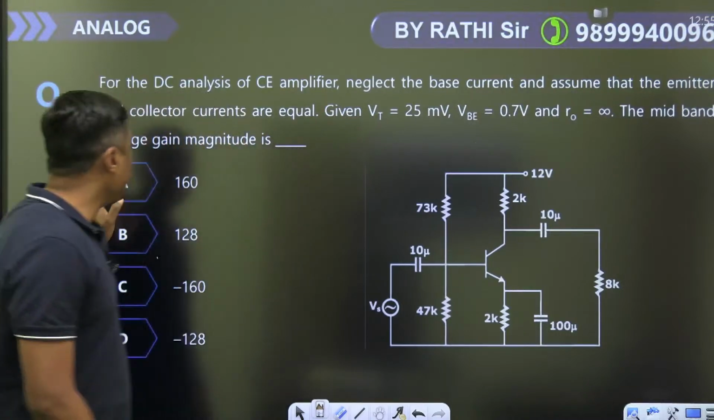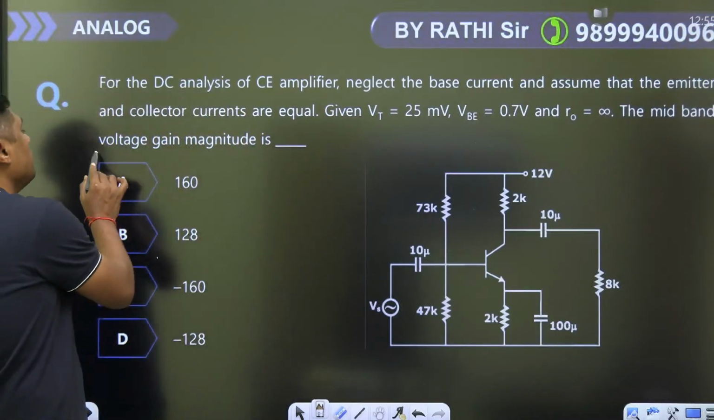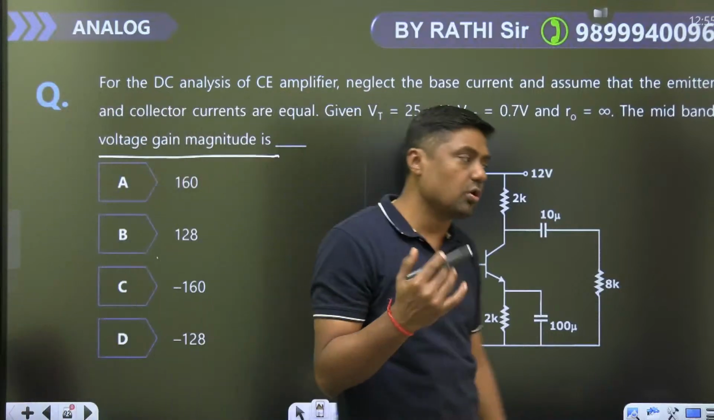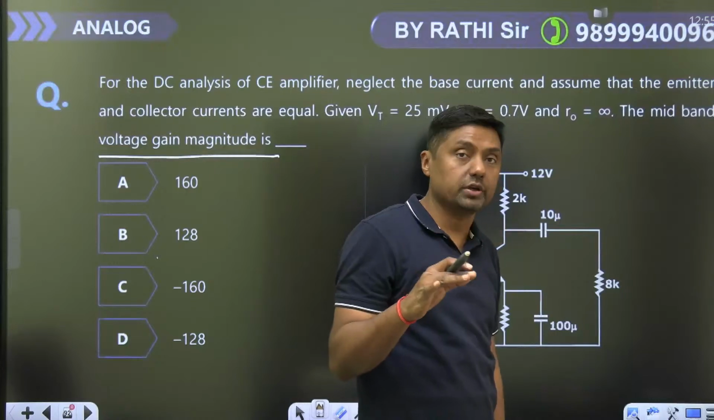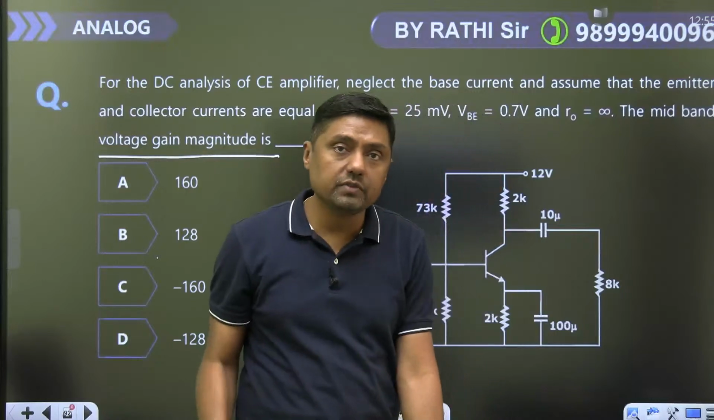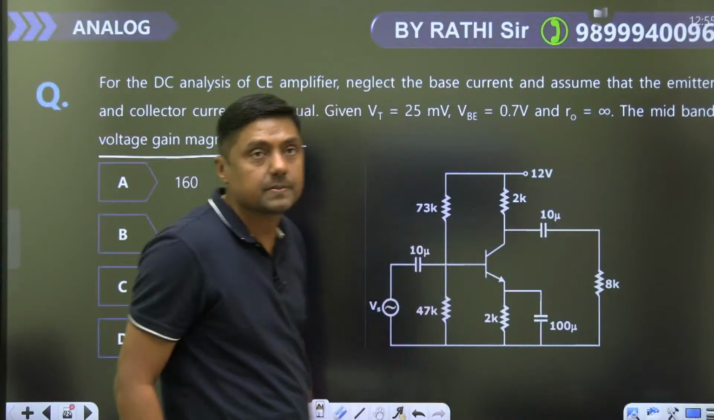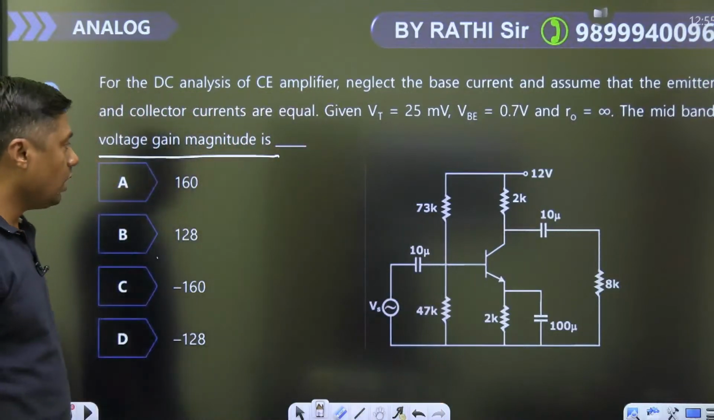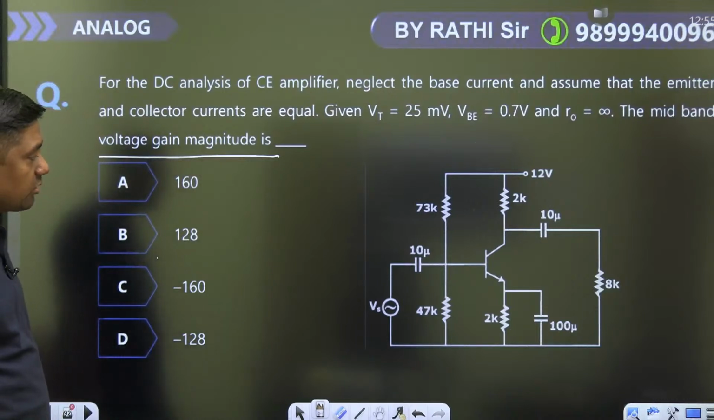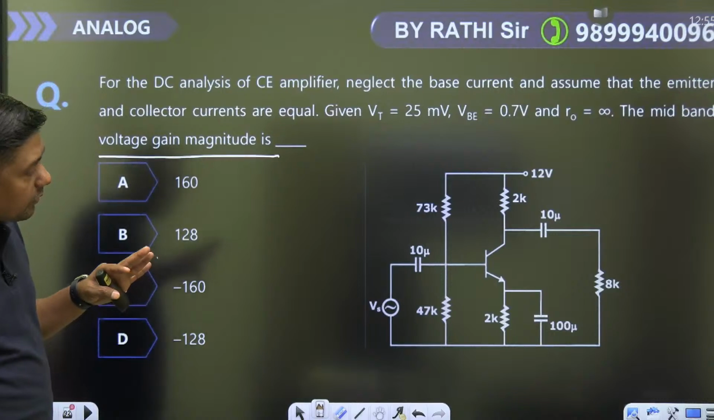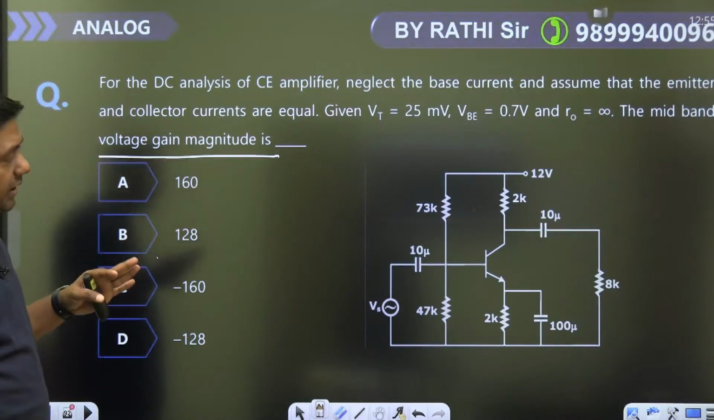The mid-band voltage gain, when I am talking about the mid-band voltage gain, means it is what? Not at higher frequency, not at lower frequency, it is at what? Mid-band voltage gain. In my class already I have discussed the meaning of the mid-band voltage gain. It is a quick revision class, guys. If you want to know what the mid-band voltage gain is, please write in comments. Then what is the gain of this amplifier?